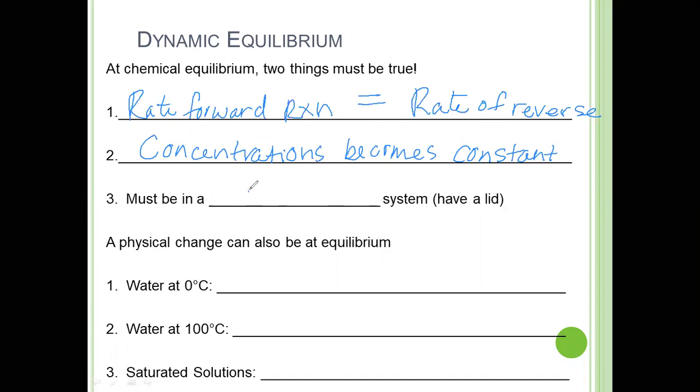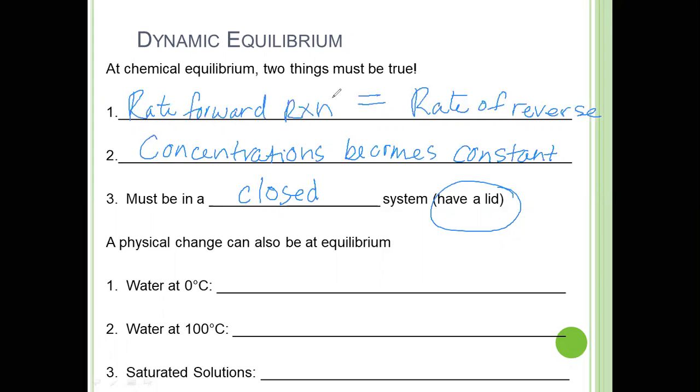And third, it must be in a closed system. So what that means is basically you need to have a lid. So if the Regents, well, we're not taking the Regents, but you will have a final, were to ask you, how could you make this a closed system? You would say, add a lid.